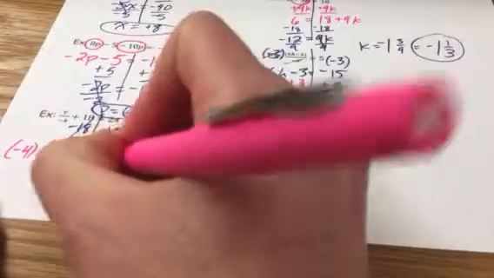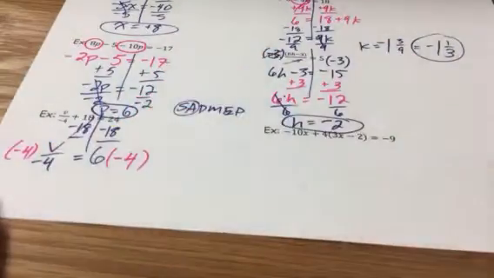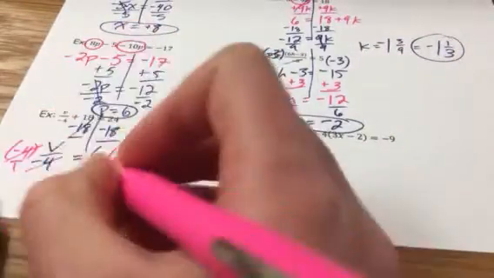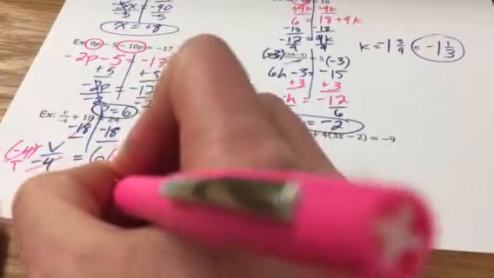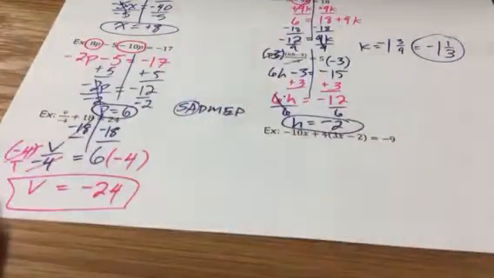How do you get rid of division? You get rid of division by multiplying. So I'm going to multiply both sides by negative 4. That's negative 4 over 1. Those two cancel out. I'm left with v equals negative 24.